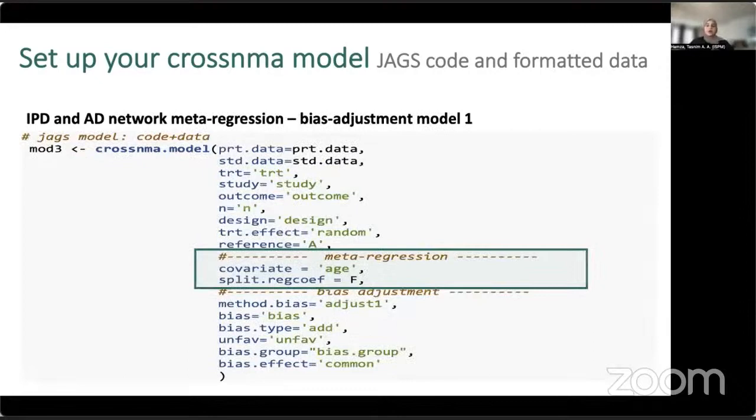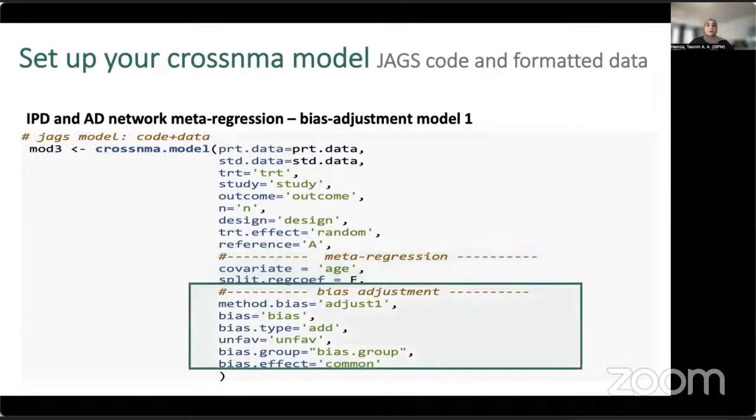To conduct network meta-regression, you could set a covariate. Here we use age to adjust all relative treatment effects. And also you could adjust the relative treatment effects for study bias using bias adjustment model 1. And there are too many arguments to be set as well. All will be described in the help file and the vignette.